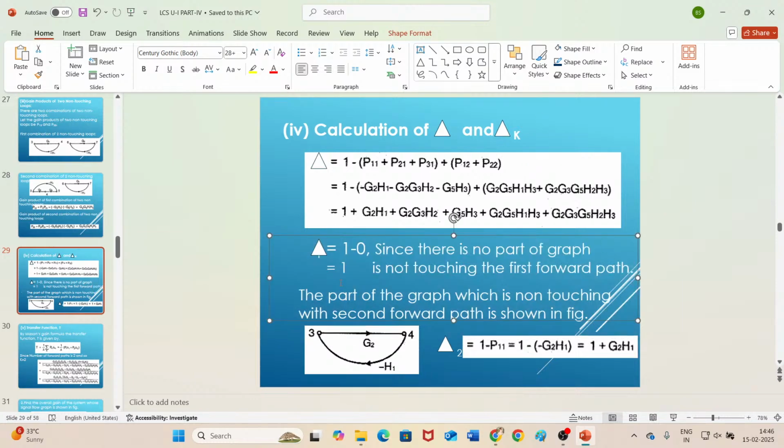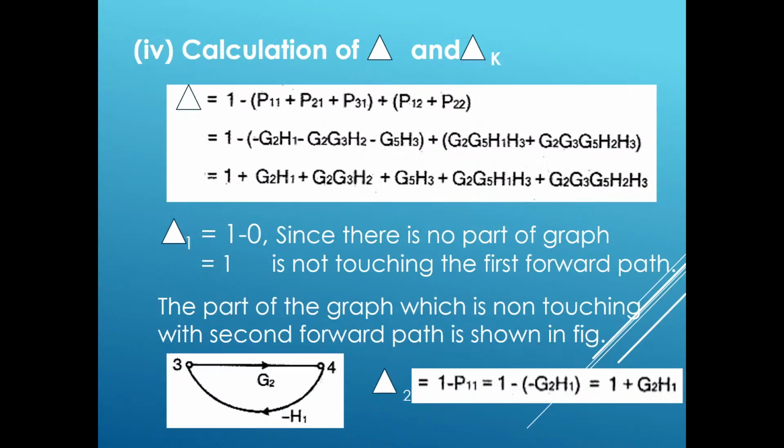So what is delta K? Here K is 2, so delta K is delta 1 and delta 2. So we have two delta K values, one is delta 1, the other is delta 2. What is meant by K? They are the number of forward paths, so there are two forward paths. That's what we have seen.